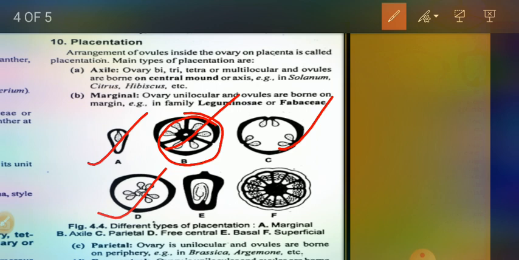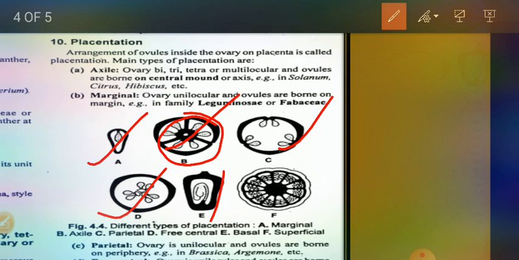In the family Caryophyllaceae, this free central type of placentation is mainly found. Then comes the basal type. In case of E, in this figure, you see that the ovary is unilocular and the ovules are few or reduced to one, borne at the base of the ovary. That's why this is known as the basal type, and it is mainly seen in the Compositae or Asteraceae family.